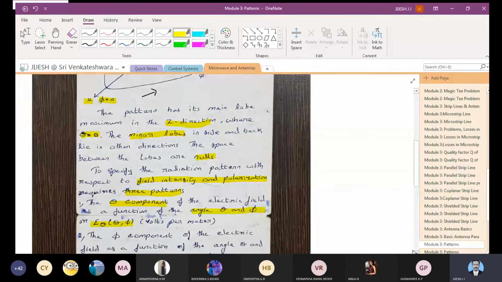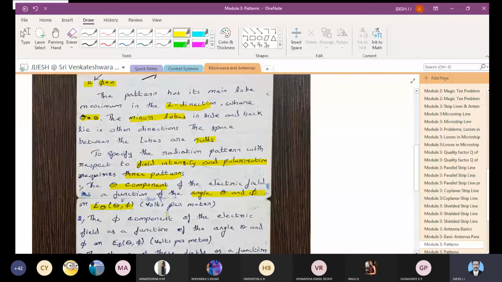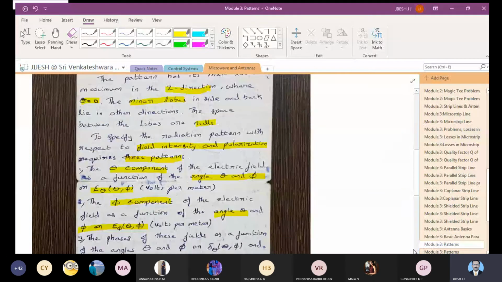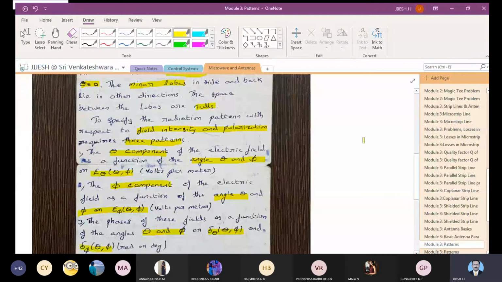And then the phi component, that is the next component of the electric field as a function of angle theta and phi, which is called as E phi (theta, phi). It is also in volts per meter. And the next component, that is the phase of this field pattern as a function of angle theta and phi, or delta theta (theta, phi). So the phase is represented as delta theta (theta, phi) or delta phi (theta, phi). So you can just note down these things.